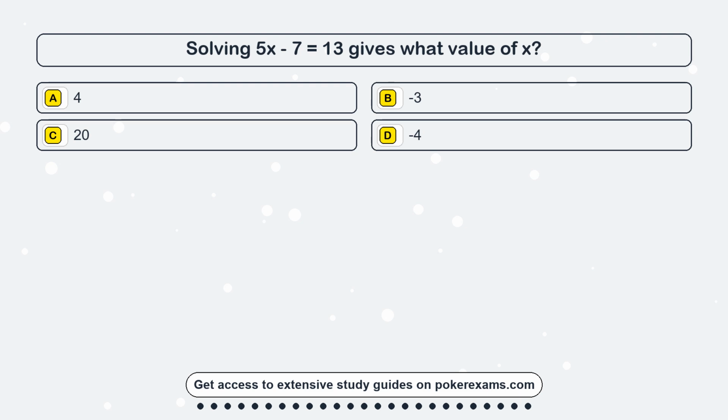Question 9. Solving 5x minus 7 equals 13 gives what value of x? Option A 4. Option B minus 3. Option C 20. Option D minus 4.